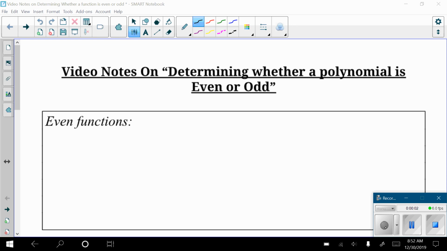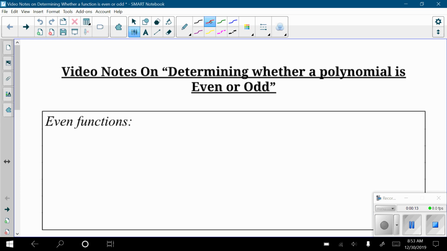Hey everybody, Mr. Covey here, and today we're going to be talking about how to determine whether a polynomial is even or odd. The kind of confusing thing about this is these words, even or odd, are words you actually already know. Even and odd have a meaning in math already. Even numbers are 2, 4, 6, 8, 10. Odd numbers are 1, 3, 5, 7, 9. You guys know it. This is a different use of the same word.